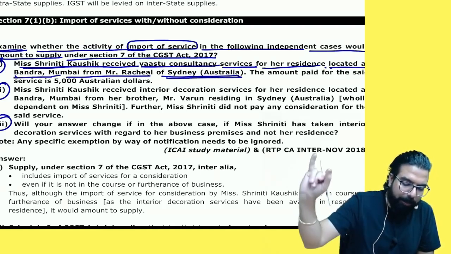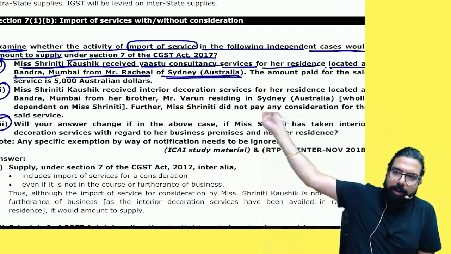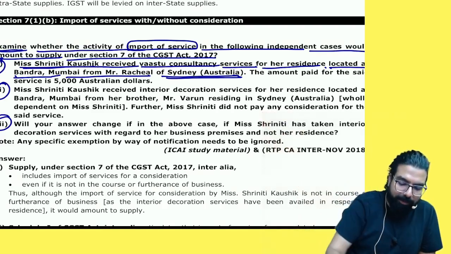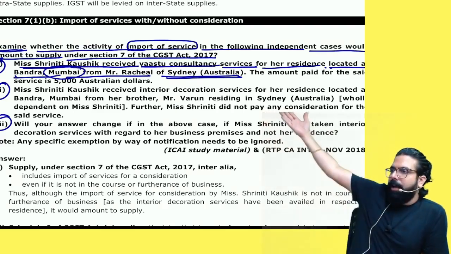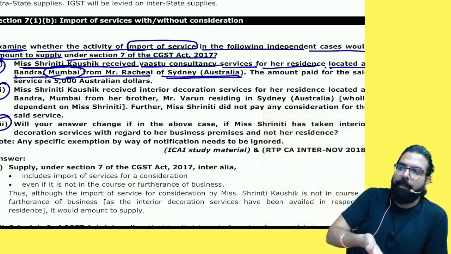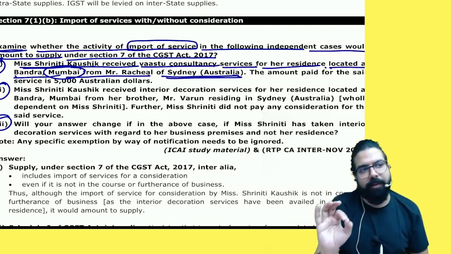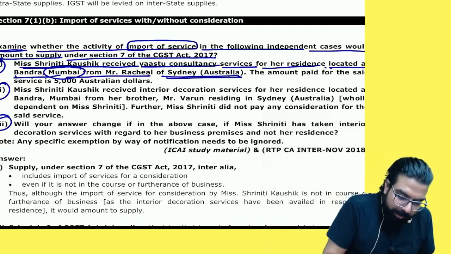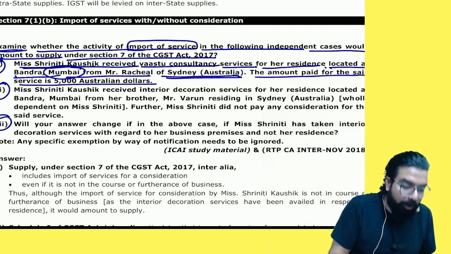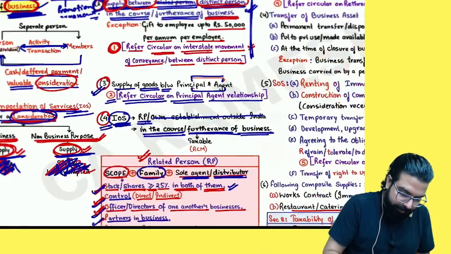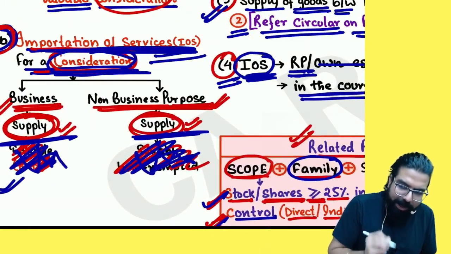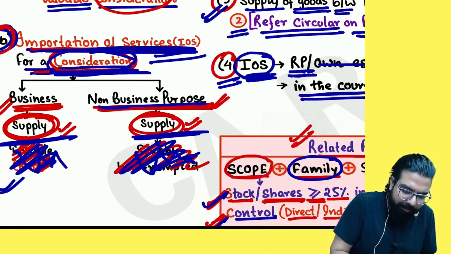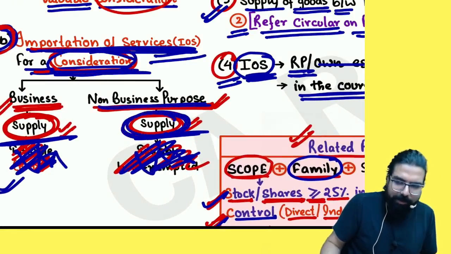People, is it importation of service? Supply is outside India, recipient is in India, service given in Mumbai. Is it importation? The amount paid was 5,000. Oh, paid. 7(1)(b): importation for a consideration. Business, non-business, both will be considered as supply.